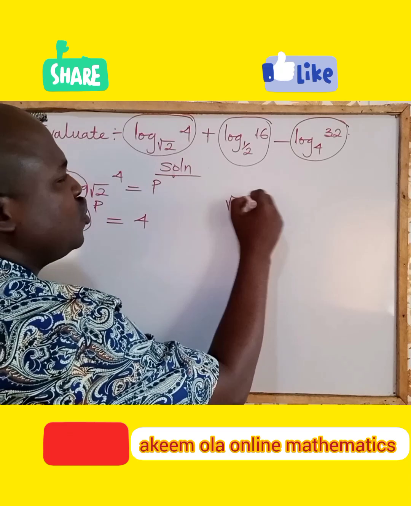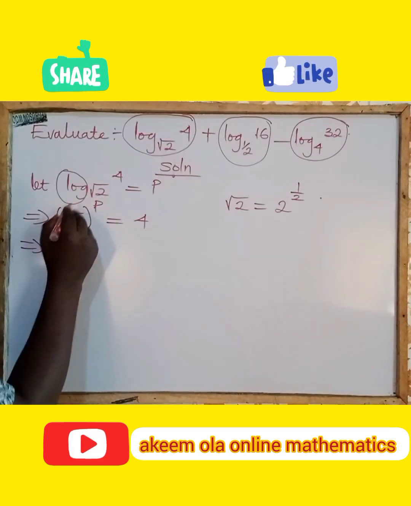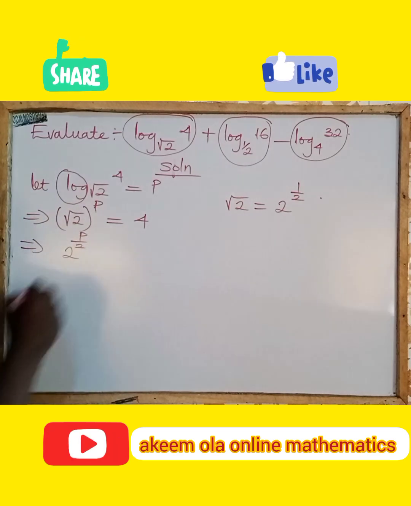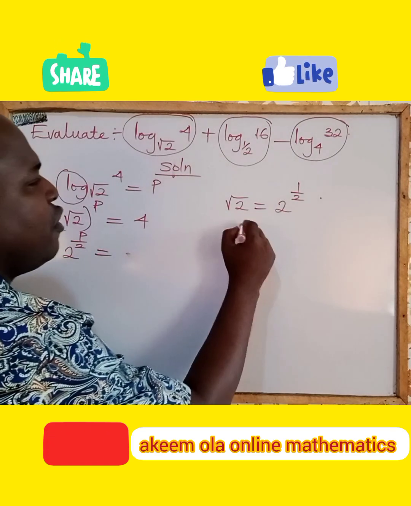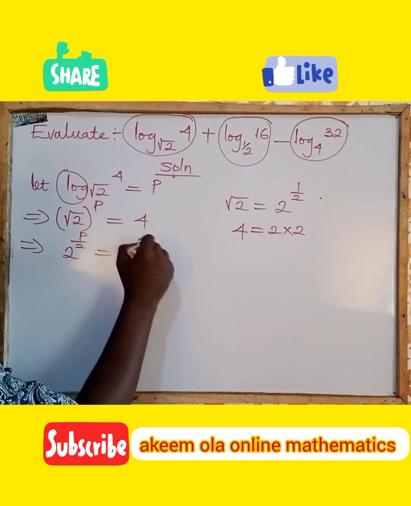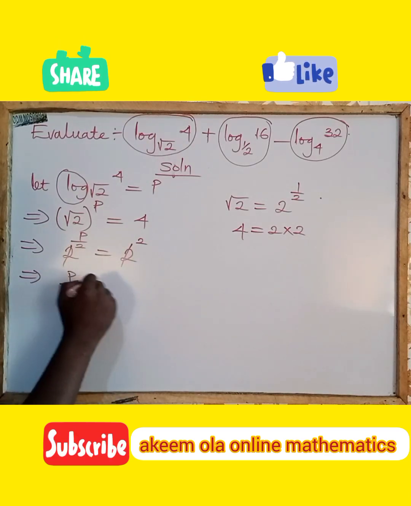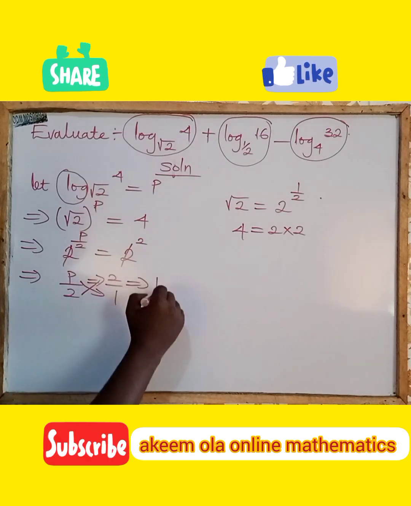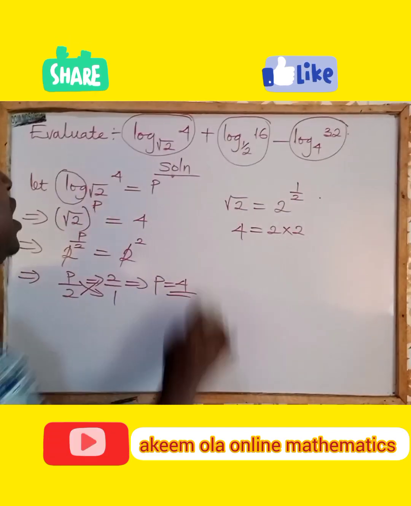I already know that √2 is equal to 2 raised to power 1 over 2. That means this one will now become 2 raised to p over 2 is equal to 4. Then I can also simplify 4. 4 is equal to 2 times 2, that is equal to 2 raised to power 2. The bases are the same. That means I'm going to have p over 2 is equal to 2 over 1. Then I can cross multiply. This now implies my p is equal to 4, as in 2 times 2. I am done with the first one.